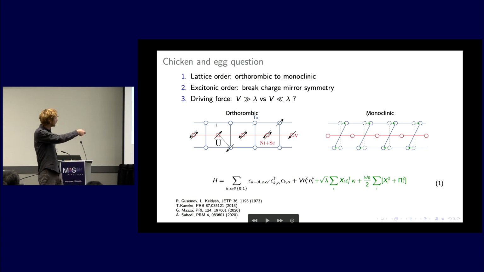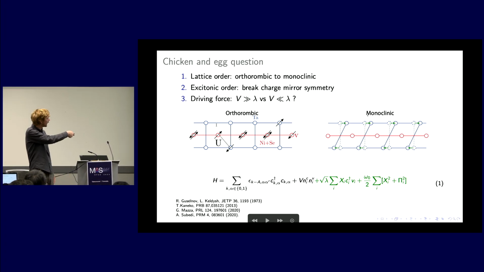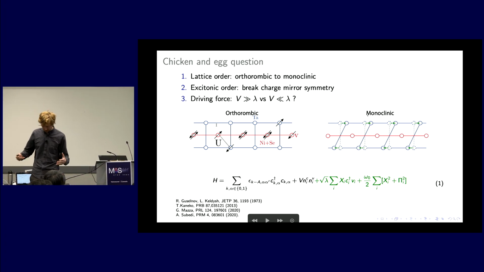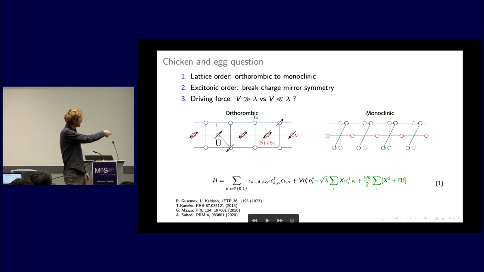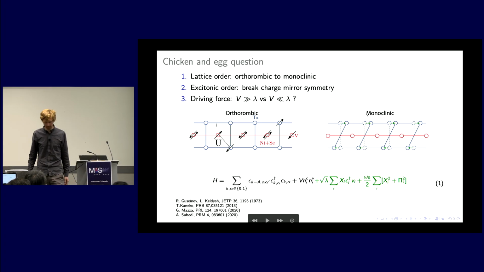And I'll be solving such a problem where the band structure is taken from the DFT calculation. This corresponds to the interband Coulomb interaction, and this is the electron-phonon part.